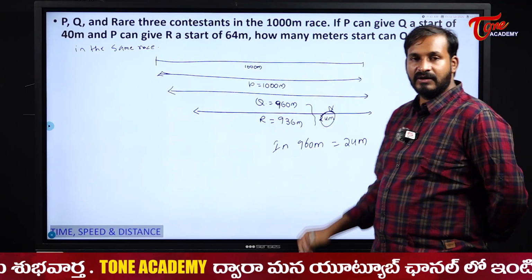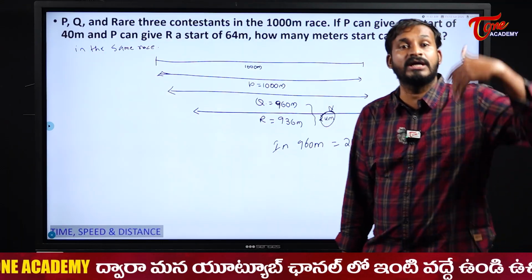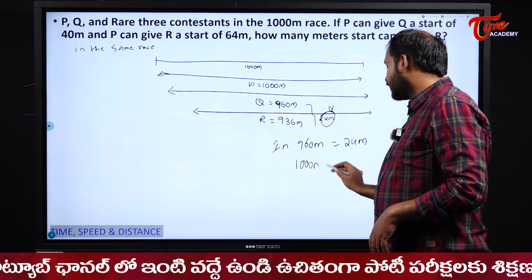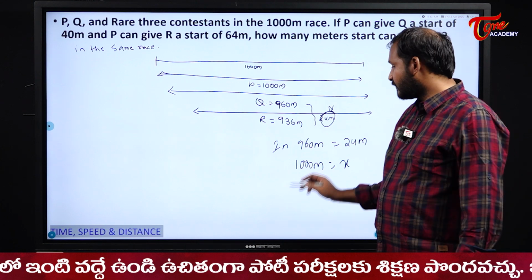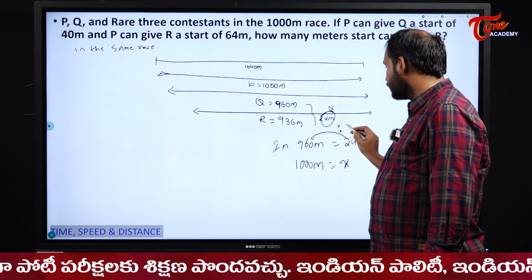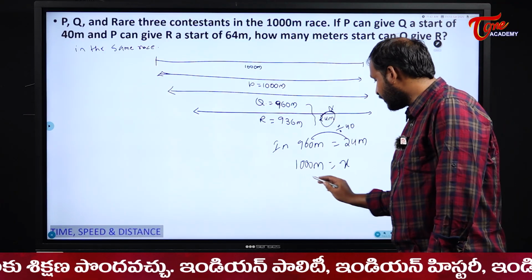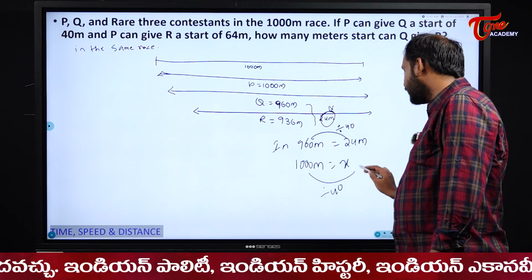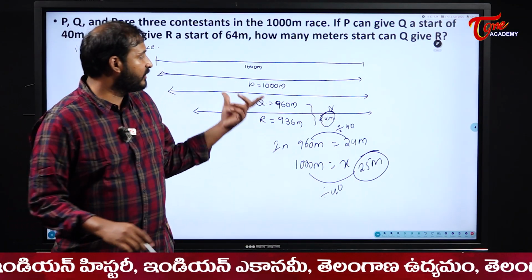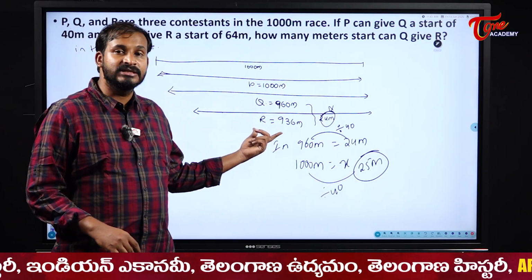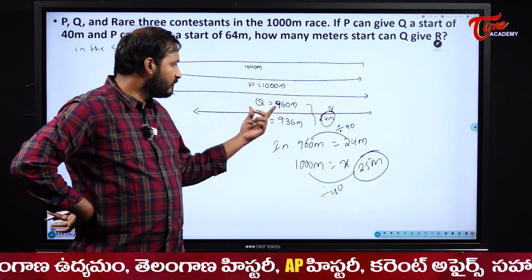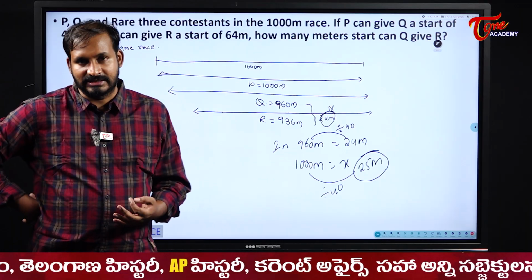But our race is for what? Our race is for 1000 meters. For example, if Q runs for 1000 meters, how much start will R get? So, 1000 meters is equal to some X or something like that. If you observe carefully what is happening from here to here, students, divided by 40. So similarly here also divide it with 40, what you will get here? 25 meters. So in a 1000 meter race, that means if Q runs for 1000 meters, R will run for how much? 975 meters. R will run for 975 meters. Why? Because Q will give R a start of 25 meters.